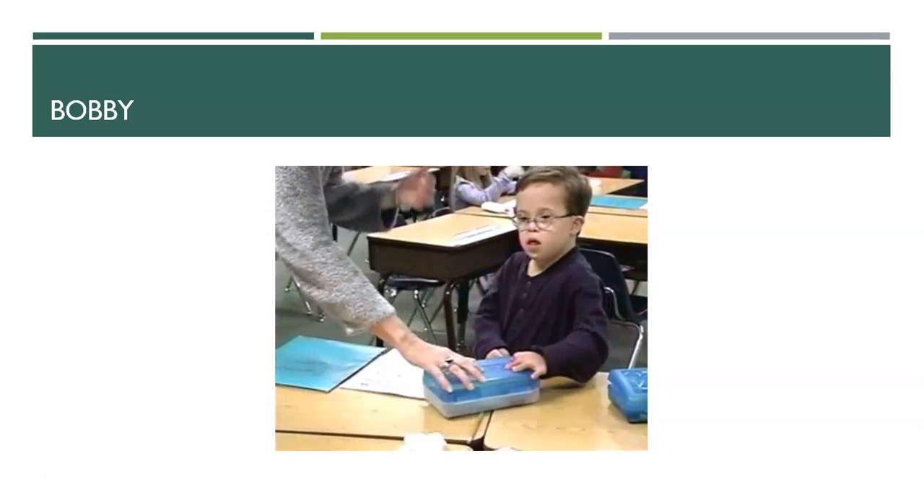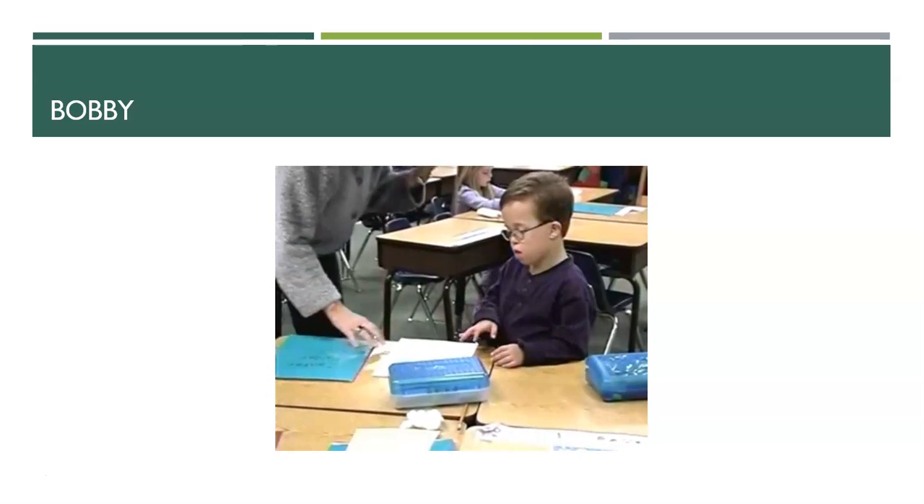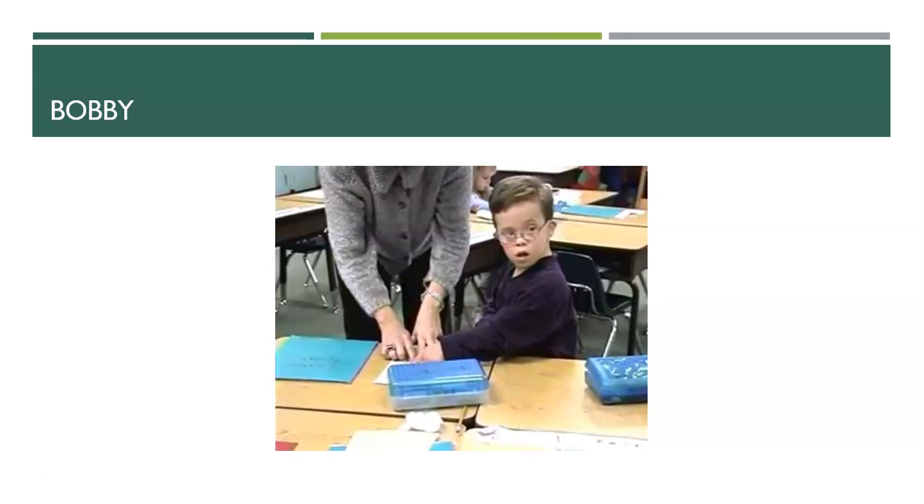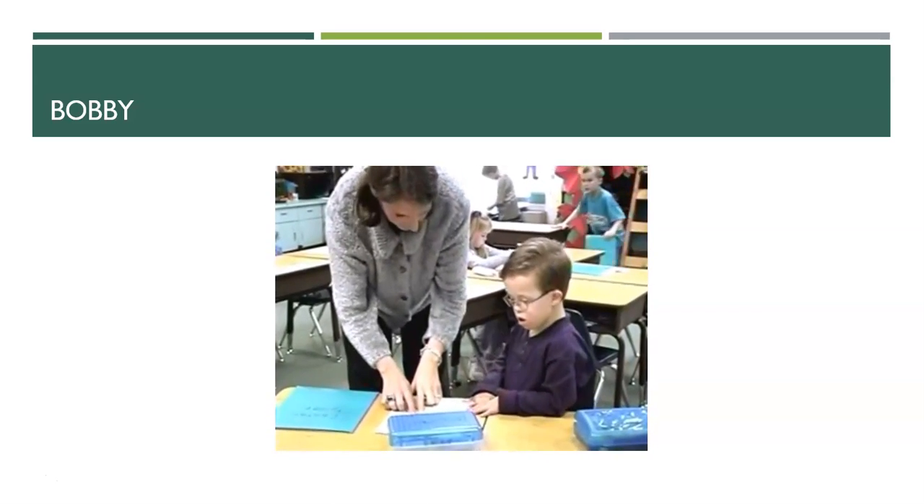Bobby is 7 years old and in the first grade. He has Down syndrome and is fully included in the regular classroom along with other students with special needs. He's thriving in this environment, as his first grade teacher describes.